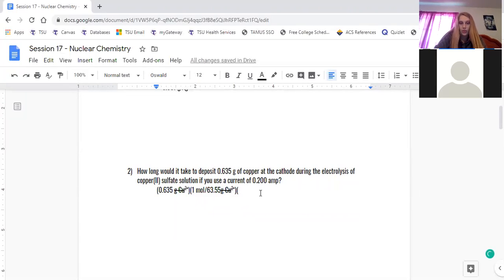So we need to move it into moles of electrons. If we looked at our equation, you can see from having this 2 plus here that there are 2 moles of electrons being moved across. So we're going to have 2 moles of electrons for every 1 mole of copper. Okay, so our moles of copper have canceled out.